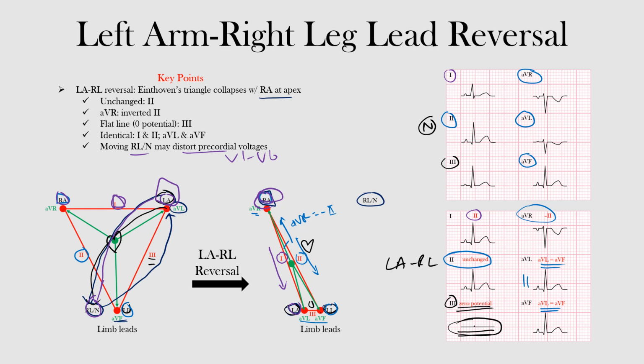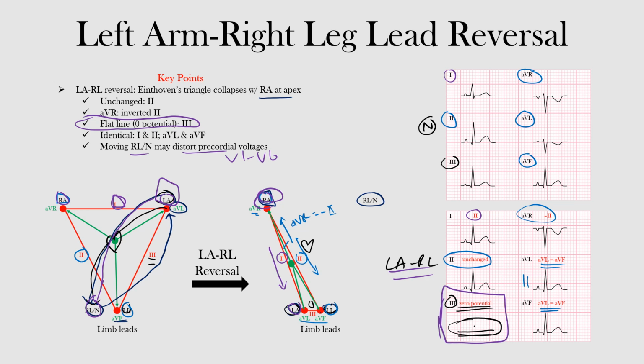AVR will become inverted lead 2. We'll see a flat line or zero potential in lead 3, so that's an important thing to keep in mind and can help distinguish from other things. So notice lead 3 here can really point you towards that. And then we'll see that leads 1 and 2 will be identical, and same thing with AVL and AVF. And remember, moving that right leg or neutral electrode can distort the precordial lead voltages, okay?